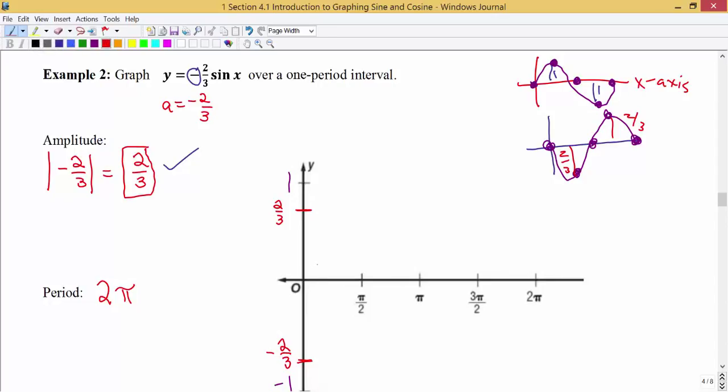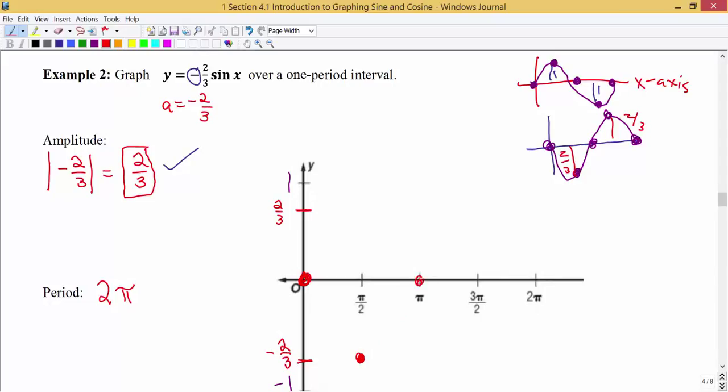At 0, we're still at 0, so we're going to stay there. For our next key point, we're going to come down. Instead of going up, we're going to go down because of the flip. We're going to go down 2/3 units. So that distance from the middle to the bottom now is 2/3. And that puts us at a y value of negative 2/3.